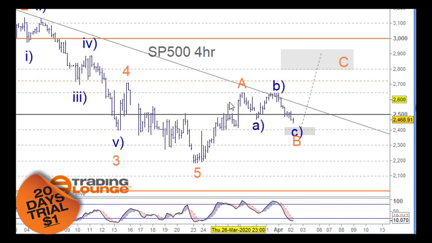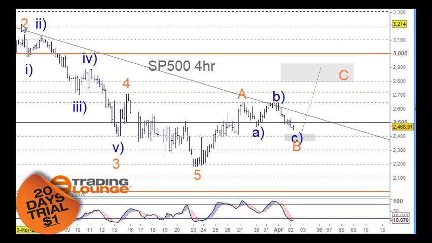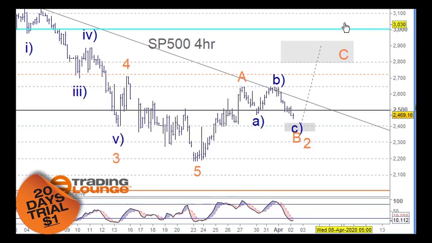It's also possible that in this correction we've got wave 1 here and wave 2 here, and we're moving up even higher. But I don't want to get anybody too excited and on the wrong path. We just want to take it step by step.